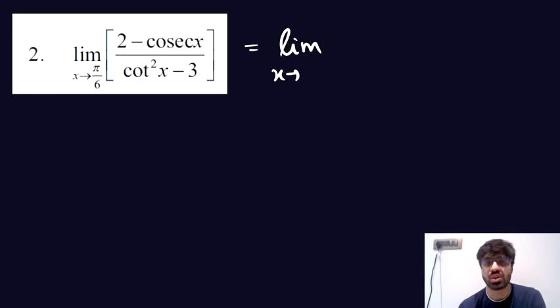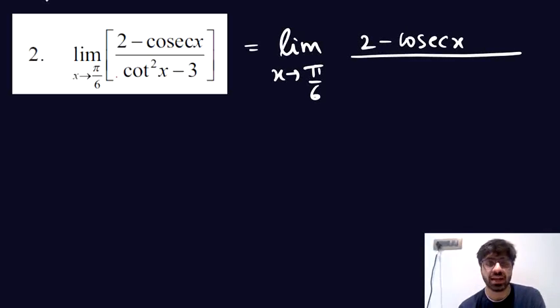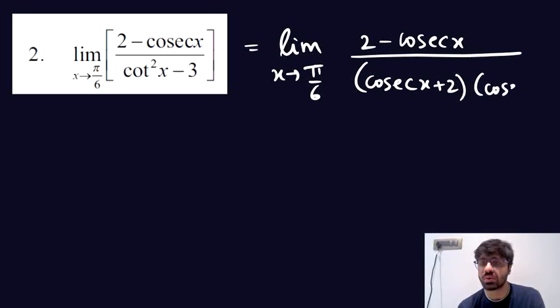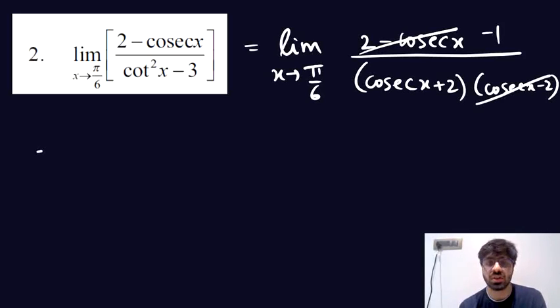This is limit of x tends to pi upon 6, 2 minus cosec x. Now here you can write cot square x as cosec square x minus 1. So this becomes cosec square x minus 1 minus 3, but minus 1 minus 3 makes it minus 4, and cosec square x minus 4 is like a square minus b square. So you can write it as cosec x plus 2 into cosec x minus 2. Now you can just cancel off cosec x minus 2 in the numerator and denominator. That will leave you with a minus 1 in the numerator.